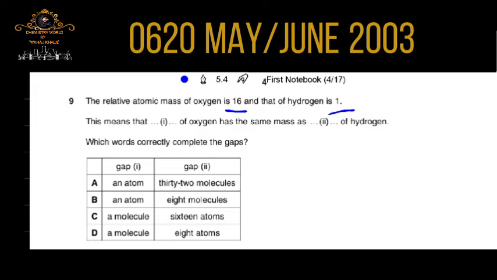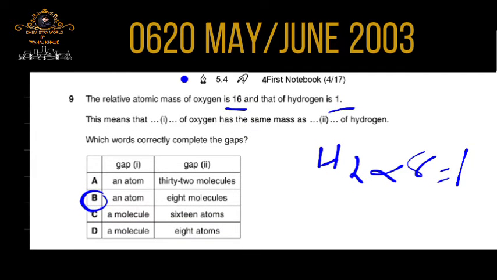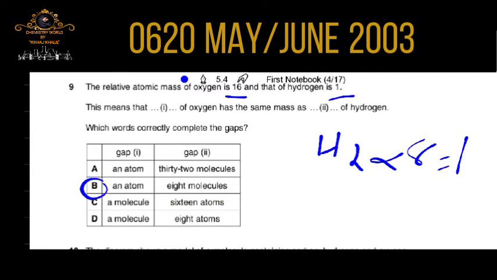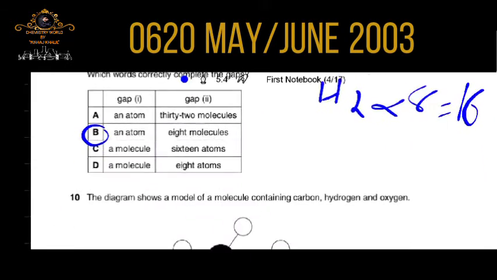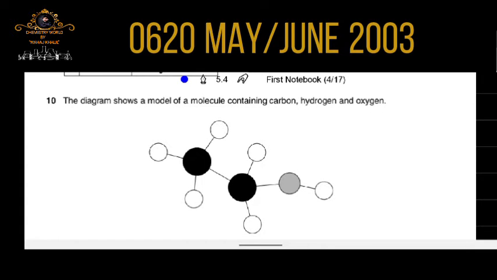This means that an atom of oxygen has the same mass as 8 molecules of hydrogen. 8 molecules of hydrogen contain, 1 molecule contains 2 relative atomic mass. So 8 molecules contain 16 relative atomic mass. So option number B.